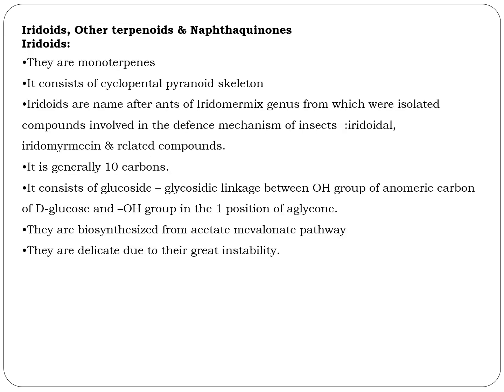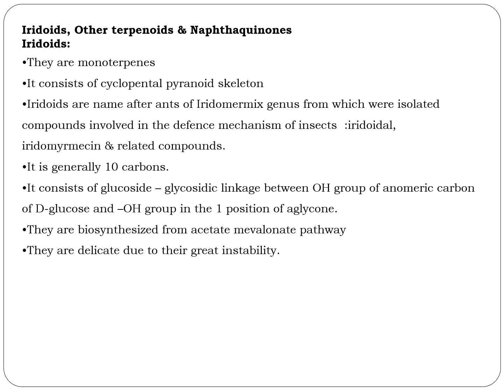Let us talk about iridoids. These are monoterpenes. They consist of a cyclopentyl pyran skeleton. Iridoids are named after ants of the Iridomyrmex genus, from which they were isolated, and these compounds are involved in the defense mechanisms of insects, iridodial, iridomyrmecin, and related compounds. It is generally 10 carbons.